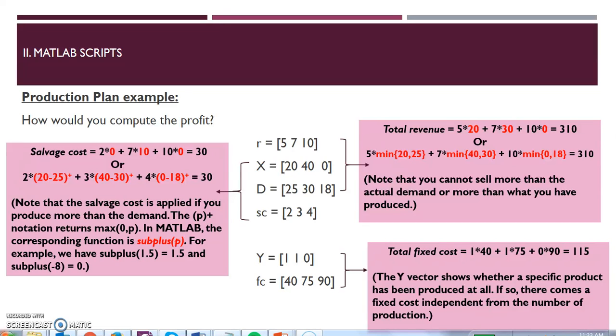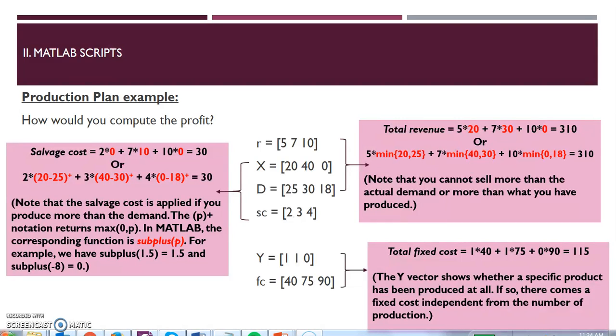Alright, now for the given vectors r, x, d, sc, y, and fc that I have mentioned in this slide, how would you compute their profit? Look at the pink boxes where I have provided the details of the calculation. So what is the profit in general? It is the total revenue minus total cost, which is fixed cost plus salvage costs.